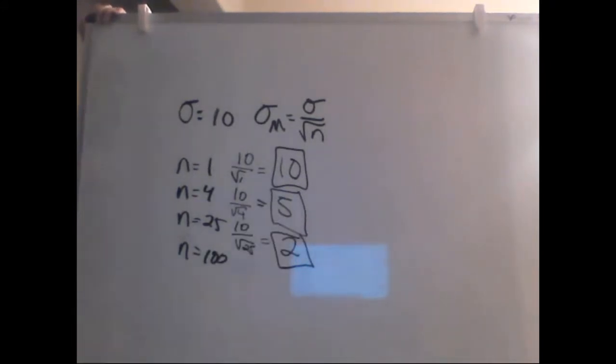Amazing, right? So our last one is an n of 100. We start with the standard deviation of 10, divided by the square root of the n. The square root of 100 is 10. 10 goes into 10 1 time. So our standard error of the mean for an n of 100 is 1.